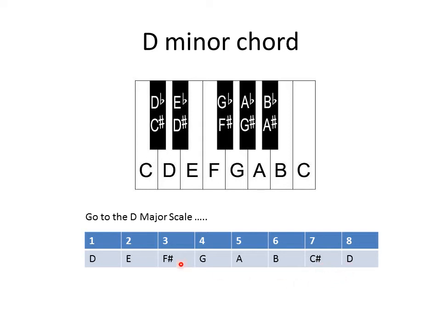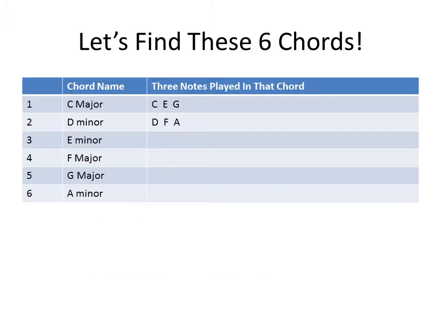Okay, anyway, so for our D minor chord, we're going to go to the 1, we're going to flat the 3rd, and number 5 is A. So we're going to have D, F, A. That's the notes of a D minor chord. So now I'm going to put it in our chart. D, F, A. Okay, D minor are the notes D, F, A.